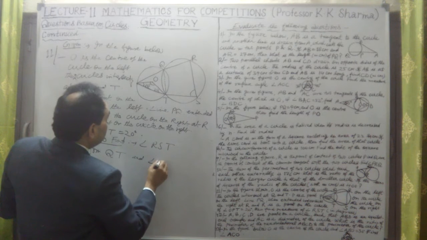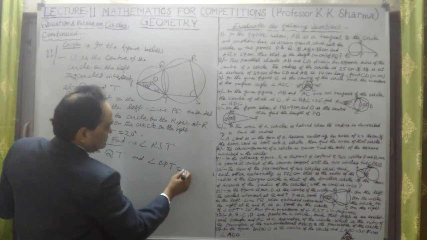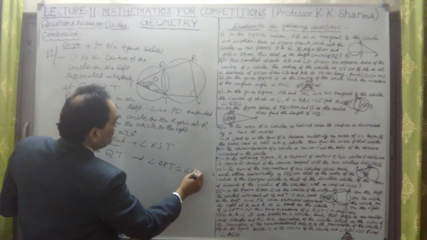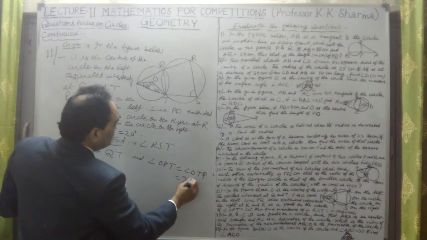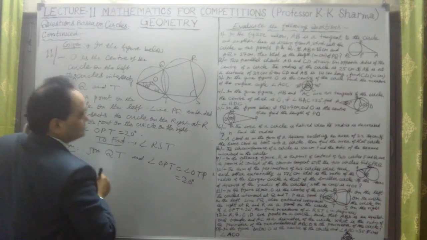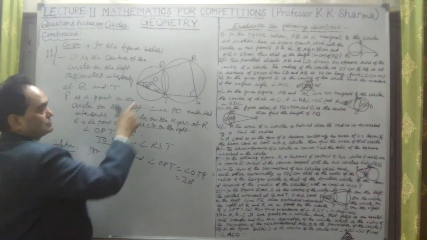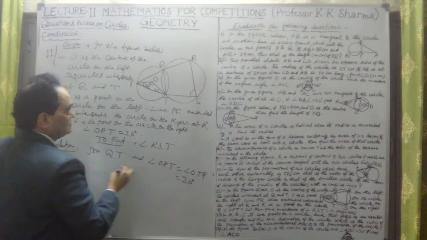Angle OPT is equal to angle OTP is equal to 20 degree each. Why? This is the radius, O is the center, so OT is equal to OP. In the isosceles triangle, these angles are equal, 20 degree each.